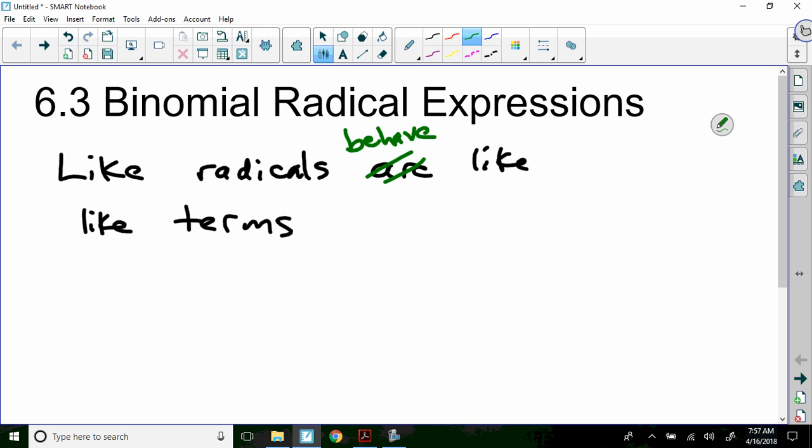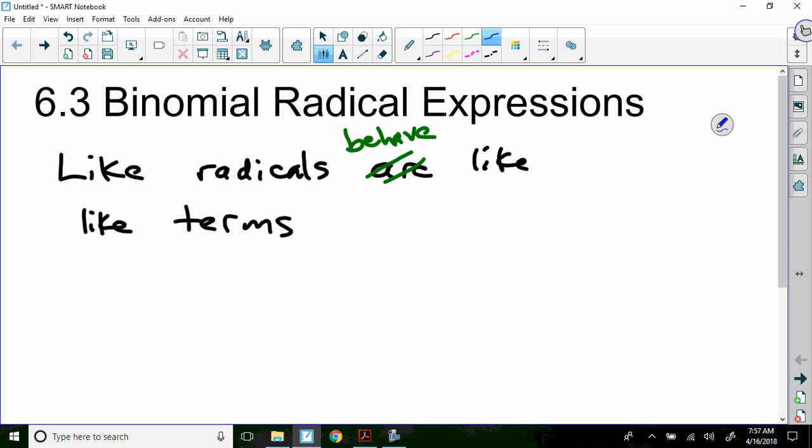Like radicals can be combined, just like terms can be combined. So if we have like radicals, you can combine them. You can add them by adding their coefficients and keeping the back half the same.